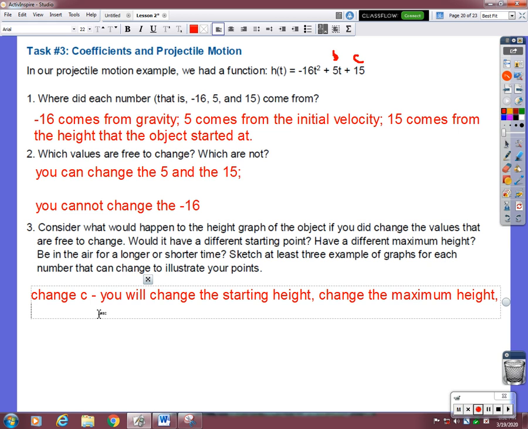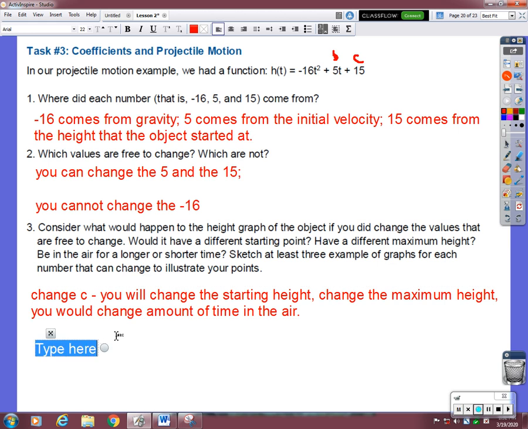Would it be in the air for a longer or shorter time? So you would change the amount of time in the air. If you threw it from a lower point or from a higher point, if you throw it from like the Empire State Building, then obviously it's going to be in the air for a lot longer than if you threw it just from the ground. Okay, and it wants us to sketch 3 examples. Not doing that. All right, what about if you change b, which is the initial velocity?